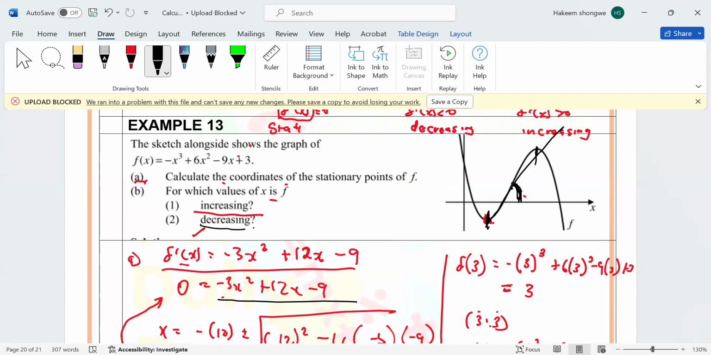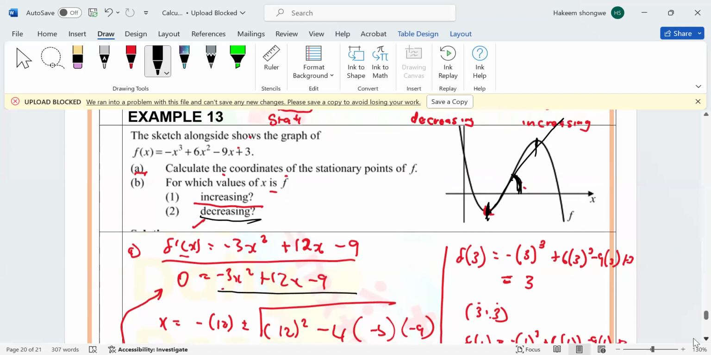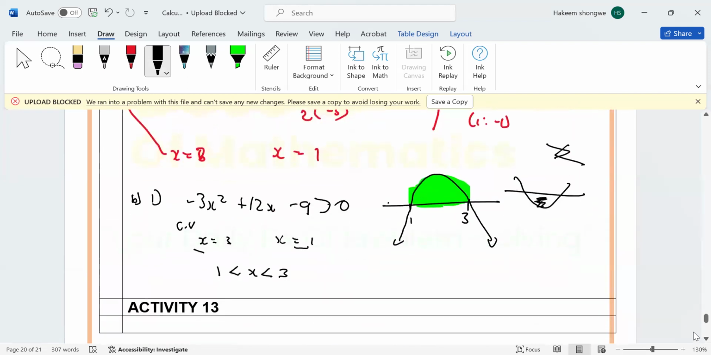Now they're asking us about decreasing. Obviously, decreasing is going to be the opposite of increasing. And what are we doing? We're applying what you learned in grade 11, which was inequalities. Inequalities not only work there, they still work here. We are also using the fact that you need to know how to factorize.